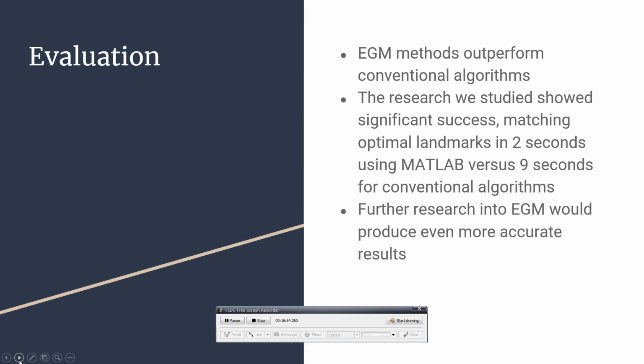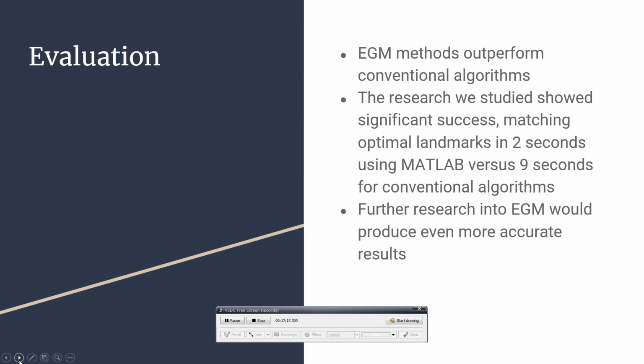The non-affine approach, as we discussed, allows the processing to vary with the image. So you don't just have these set parameters, you can process an image a lot more fluidly. Our study showed significant success in the landmark matching.